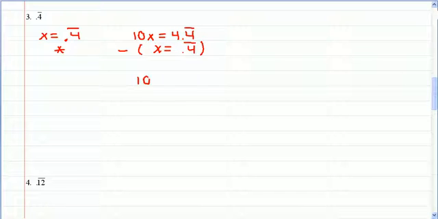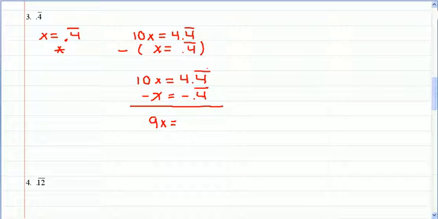So that I have 10x equals 4.4 repeating, and then underneath I have minus x equals minus 0.4 repeating. My equations are lined up to where I can now add them together. 10x minus x is 9x, and the 0.4's cancel, and I'm just left with 4.